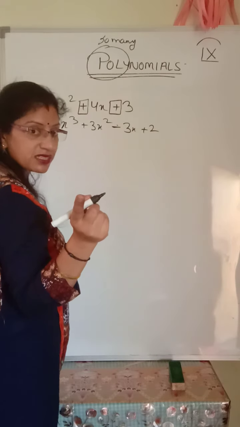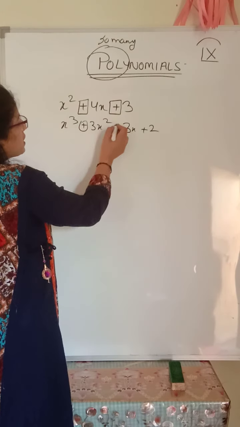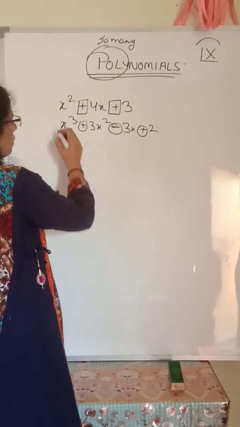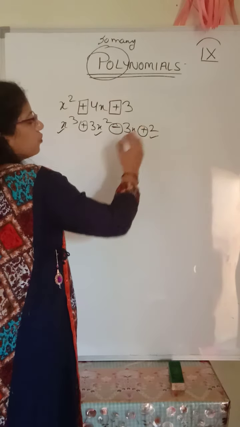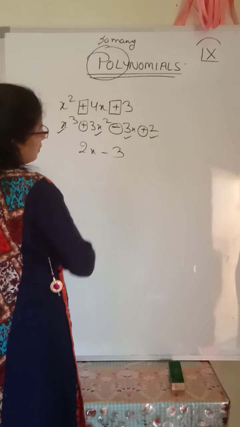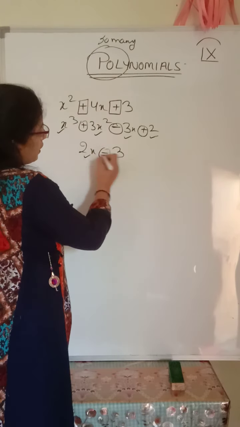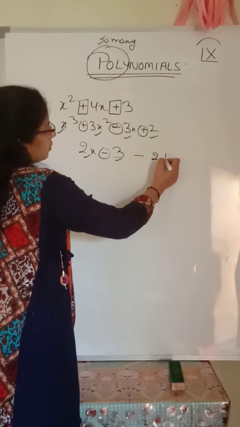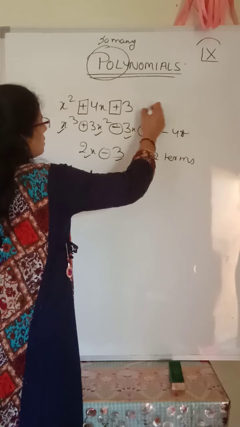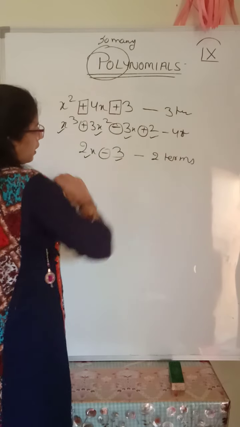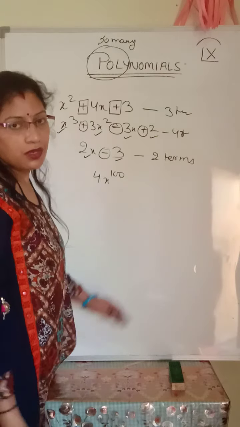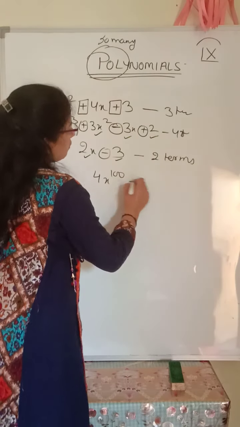Then come to our next, x cube plus 3x square minus 3x plus 2. Plus and minus separate the terms. This is plus, this is minus, this is plus. You have to see only plus and minus, the rest you don't. 1, 2, 3, 4: it has 4 terms. 2x minus 3 has 2 terms. And this is 4 terms, and this is 3 terms. And if I write 4 into x to the power 100, no plus or minus is there, only one term.